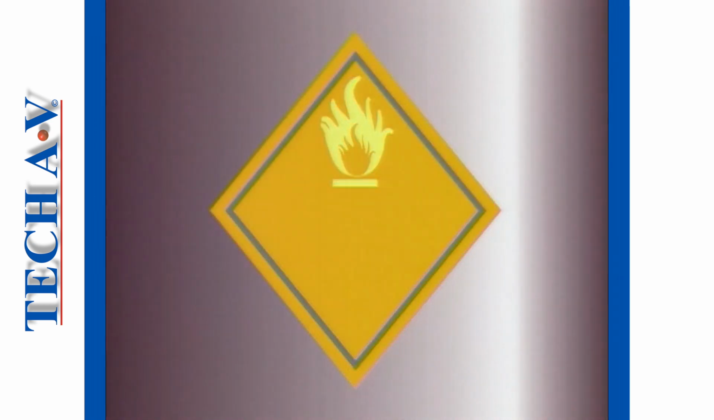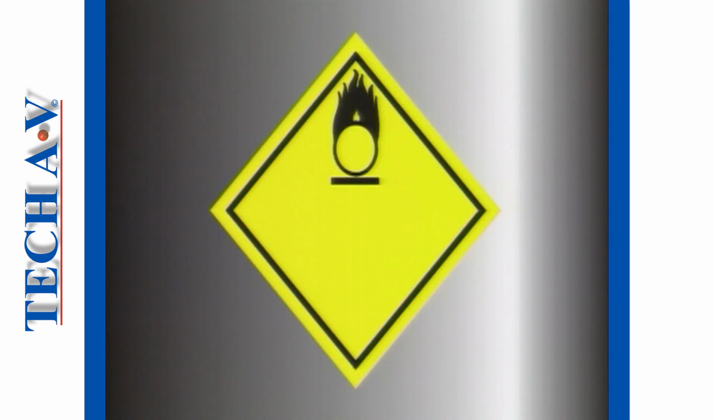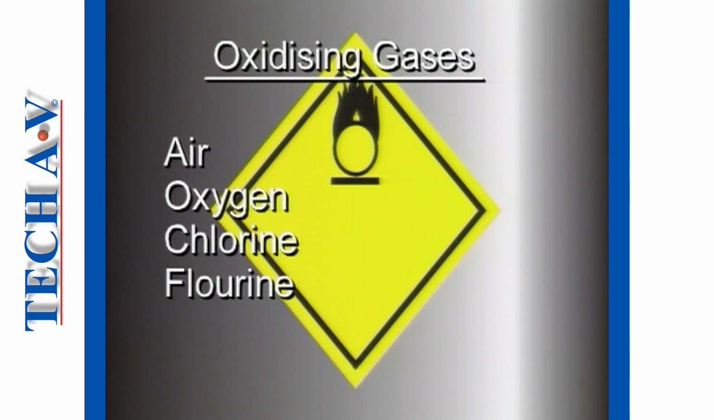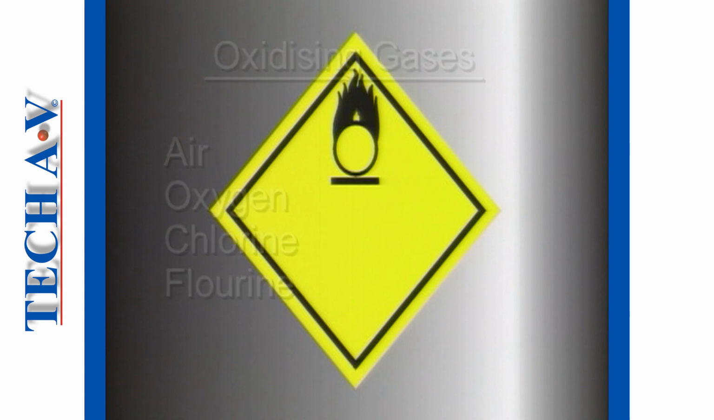The next symbol is a yellow diamond displaying this icon. This symbol denotes that the content of the vessel is an oxidizing gas. An oxidant does not burn, but it does support combustion. Typical gases in this group include air, oxygen, chlorine, and fluorine.